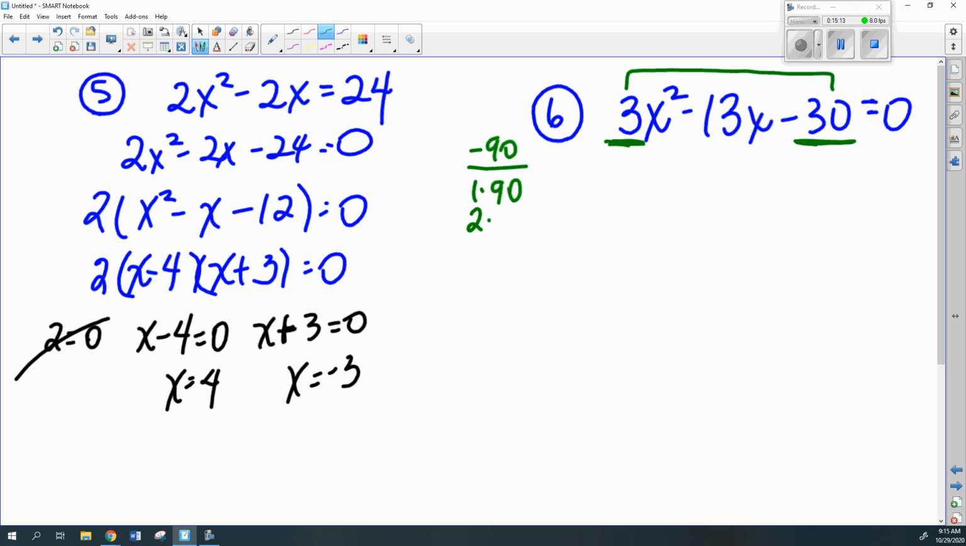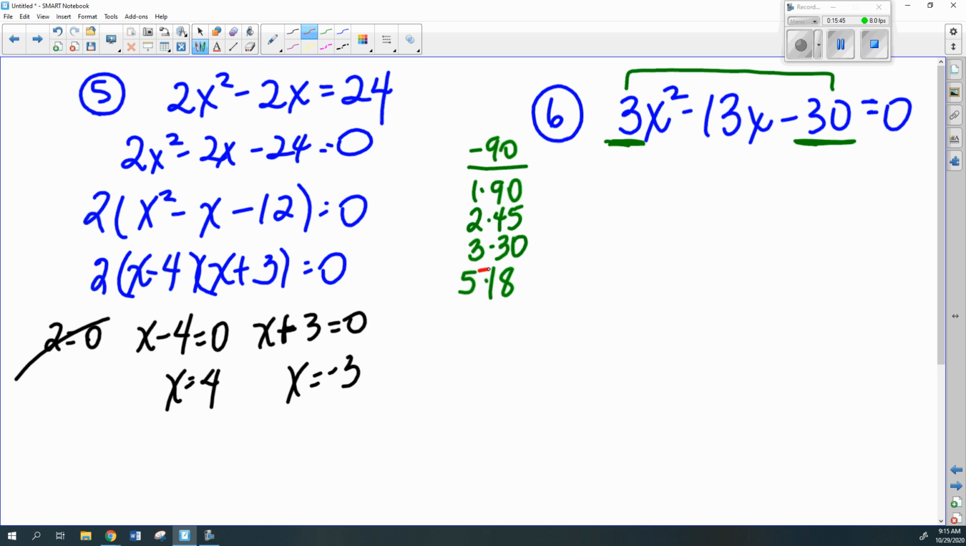All right, how about 2 and 45? No. How about 3 and 30? How about, I don't think 4 works. Nope. How about 5 and 18? Yeah, if I make one of those negative, I'm going to get a negative 13 out of it. Which one needs to be negative? The 18. Okay? But this is also the kind that does not go straight to double parentheses.